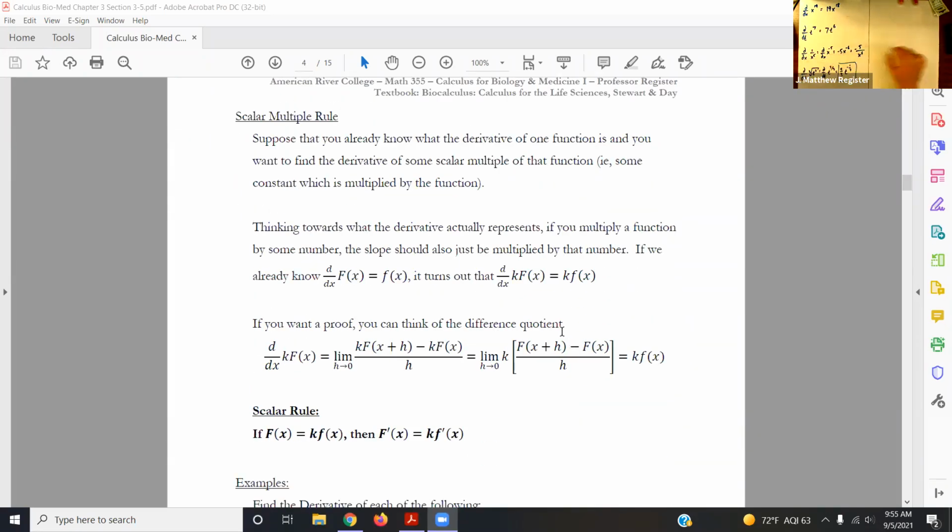The next rule is the scalar multiple rule. And this is one which is very easy to get mixed up with the constant rule. I think in the notes online, I might actually have it written as the constant rule down here. And so I made sure to edit it for these notes. The difference between a constant and a scalar is a constant is just a number which is alone.